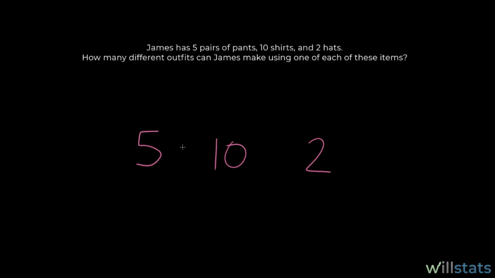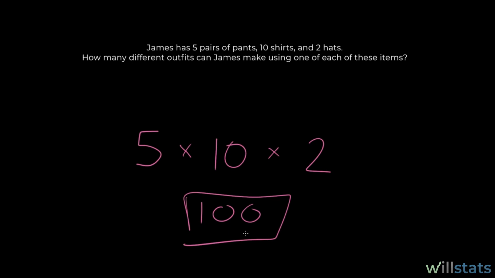So we can write this using the fundamental counting principle as 5 times 10 times 2. And that's going to be 100 possibilities. So James can make 100 different outfits using one of each of these items.